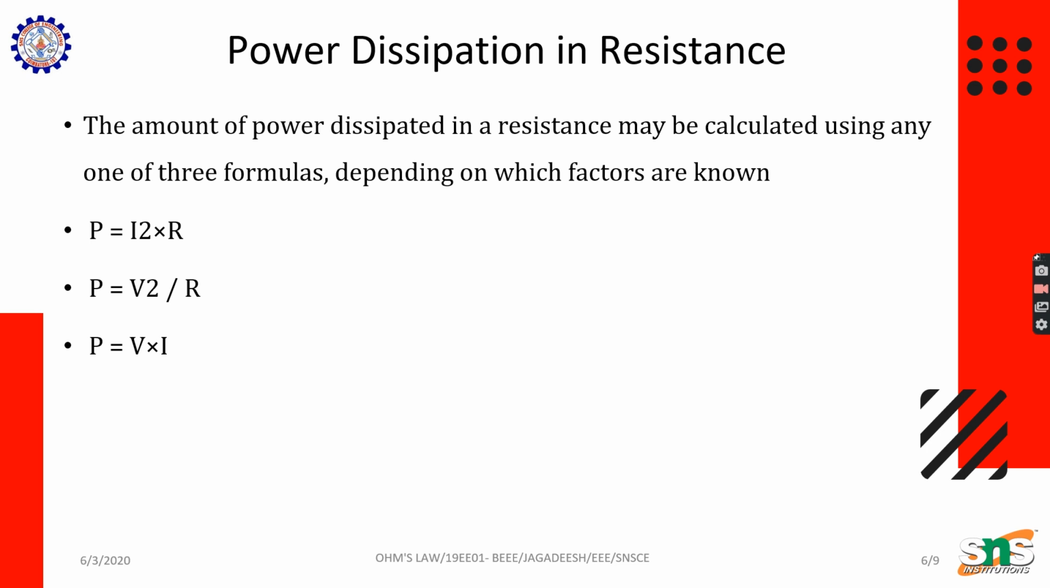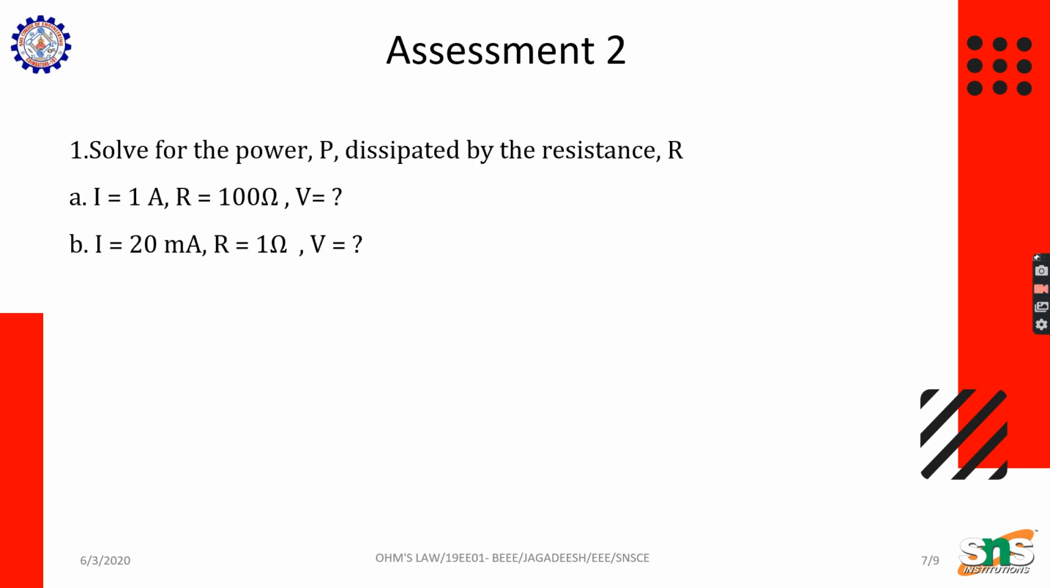Now, power dissipation. Power is nothing but the product of voltage and current. The power can also be expressed in different forms. Power P is equal to I square R, which is generally called copper loss or heat loss. Also power is equal to V square by R, and power is also V into I. These three relations we can use for the power dissipation in the resistance.